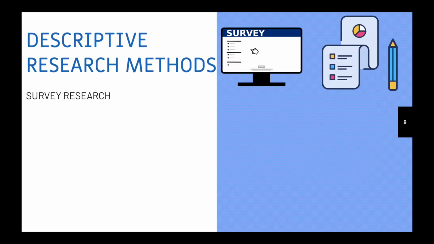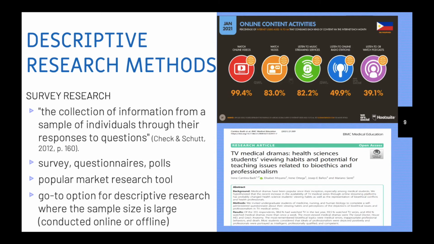Lastly, survey research. In survey research, respondents answer through surveys, questionnaires, or polls. They are a popular market research tool to collect feedback from respondents. A study to gather useful data should have the right survey questions. It should be a balanced mix of open-ended questions and closed-ended questions. The survey method can be conducted online or offline, making it the go-to option for descriptive research where the sample size is enormous. Now, we proceed to the advantages of descriptive research.